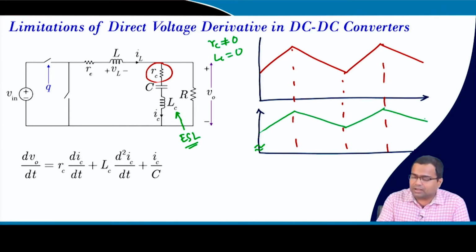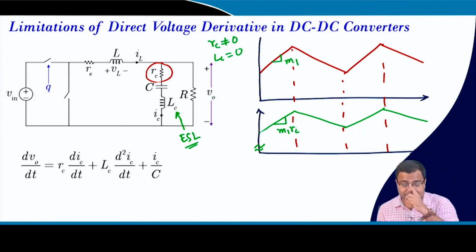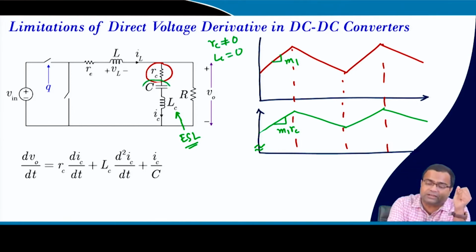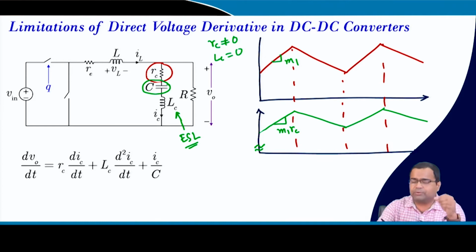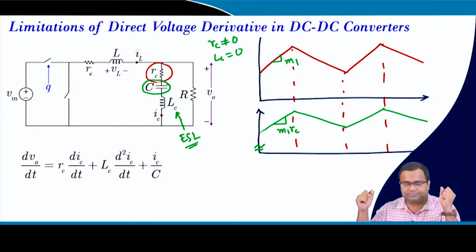because this will be dominated if this is M1. So, this slope will be M1 into RC. That means, if your capacitor is large and if you have some amount of ESR, then the pure capacitor ripple will be small. So, it will be primarily dominated by the ESR ripple.